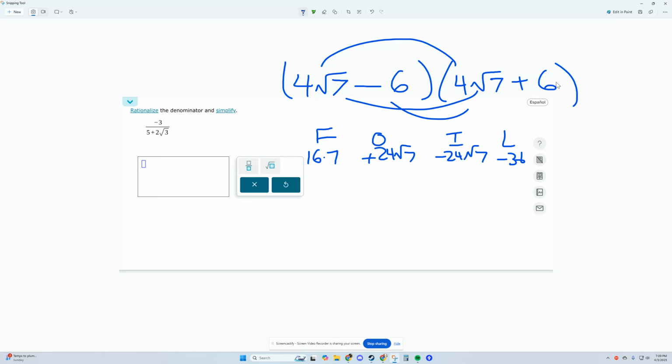Yeah, so actually just change the sign even if this is first or last, because we see these two terms right here will be gone. Negative 24 root 7, or sorry, positive 24 root 7 minus 24 root 7, that's just gone. So it would be whatever 16 times 7 is, minus 36 in the denominator.